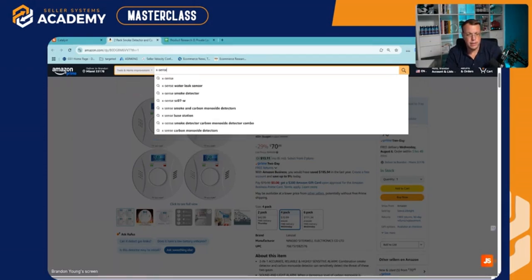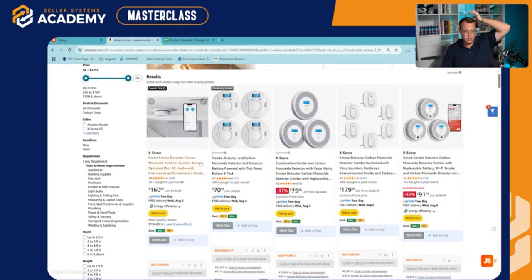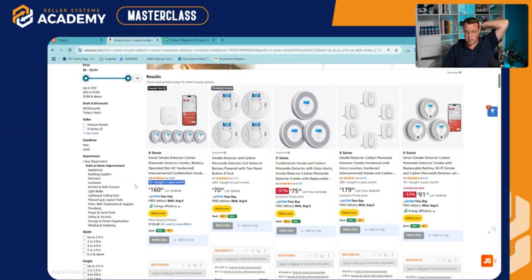So let me stop sharing. Let's go to Amazon. Xsense. All right, 3-pack for $75. Here's the one with the app, right? Smart smoke detector. Look at how many units they've sold. This is a 5-pack for 160. 2,000 bought in the last month. Here's their 3-pack that we looked at on Lightning Deal for 91.